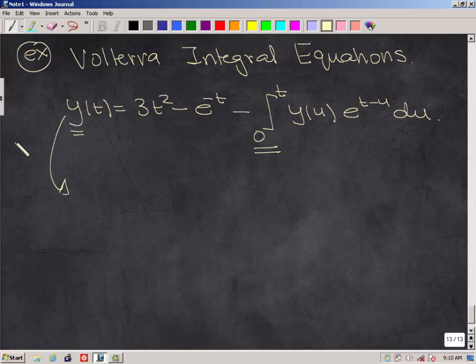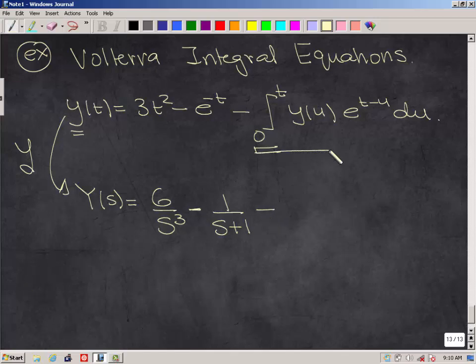So let's take the Laplace transform of this. Laplace of little y is big Y of s, which is equal to Laplace of t squared, which is 2 factorial over s cubed. 2 factorial is 2, so we get 6 over s cubed, minus Laplace of e to the negative t, which is 1 over s plus 1, minus Laplace of this.